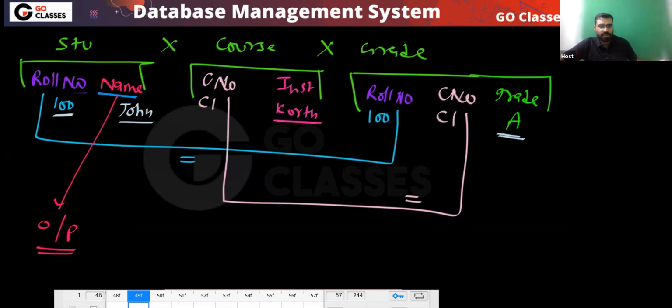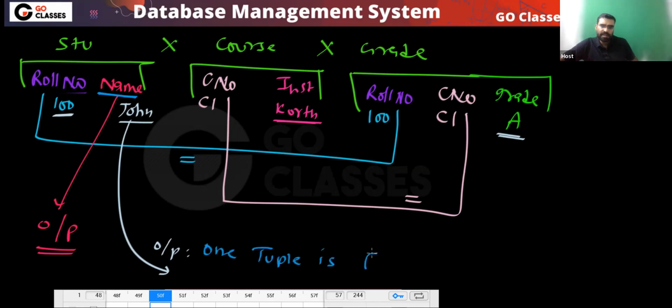See, if you want zone in the output, then one tuple is enough. Agree? If you want zone in the output, then one tuple is enough in the output. Okay, one tuple is enough.